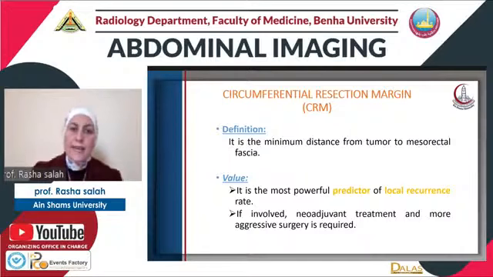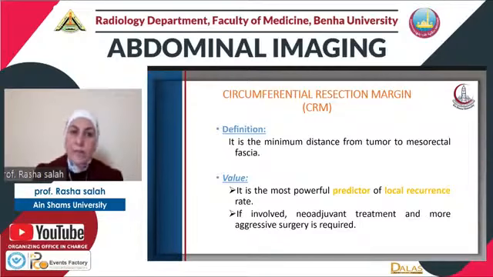Circumferential resection margin is actually a pathological term to identify the infiltration of the margins of the tumor after surgical excision, and it is evaluated on the pathological specimen as the minimal distance between the tumor and the surrounding mesorectal fascia. And this is a very powerful predictor for local recurrence rate.